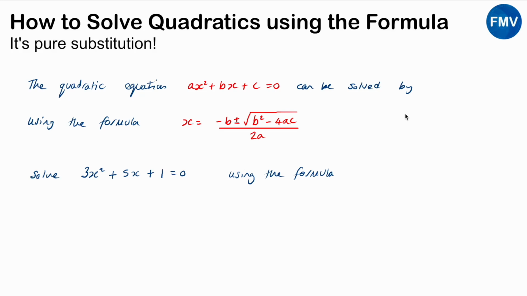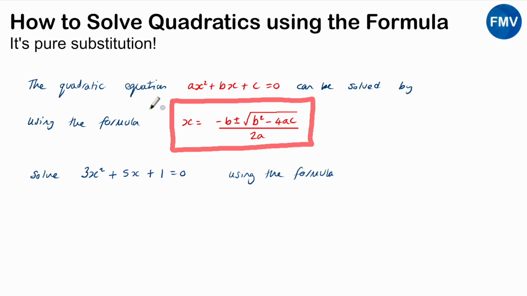Welcome back. So let's look at solving a quadratic by using the formula. So first things first, what is the formula? Well, the formula is here. x is equal to minus b plus or minus the square root of b squared minus 4ac, all divided by 2a. Key thing here is to remember that. However, we can derive that from this equation here, and we'll do that at the end.